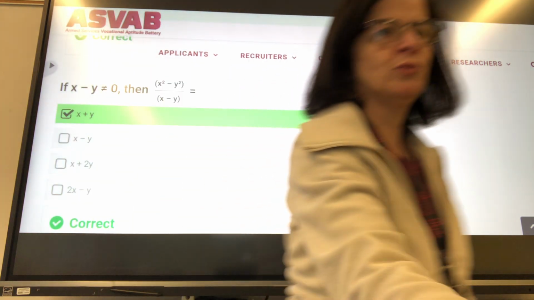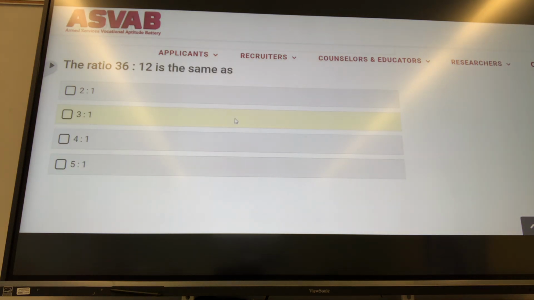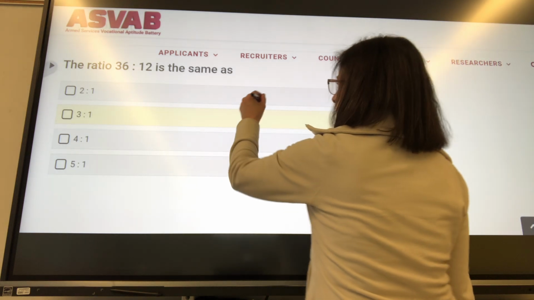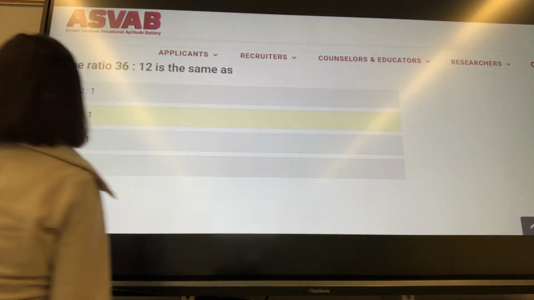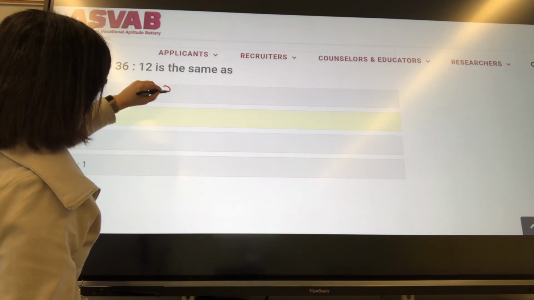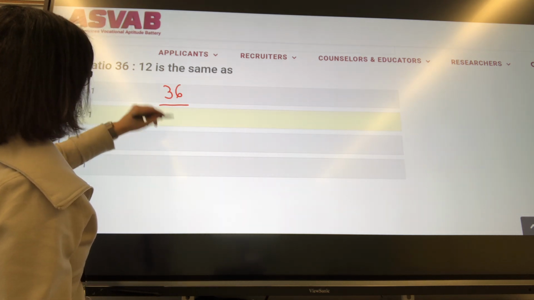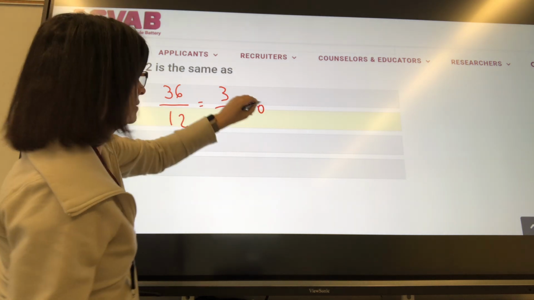So moving on, this one is a short one. The ratio of 36 to 12 is the same as, so what we're looking for is the greatest common factor. In this case, it would be 12, so I can divide 36 and 12 by 12. So 36 to 12 is the same as 3 to 1.